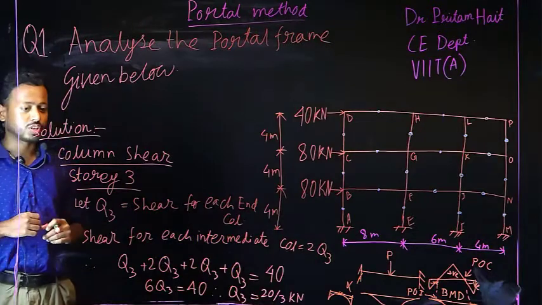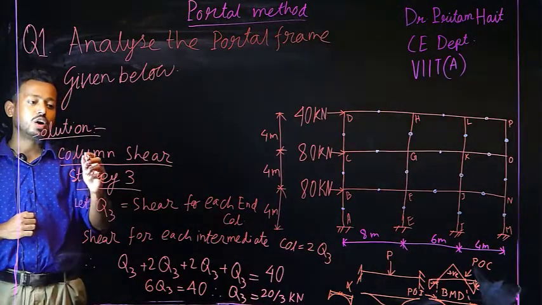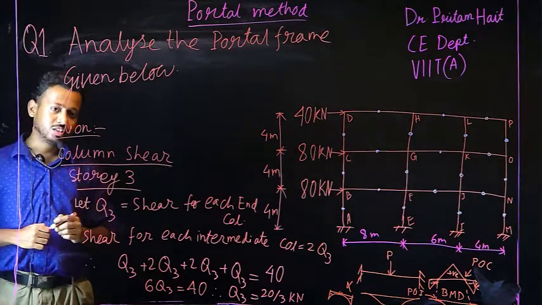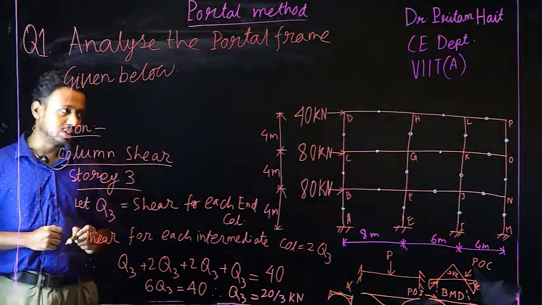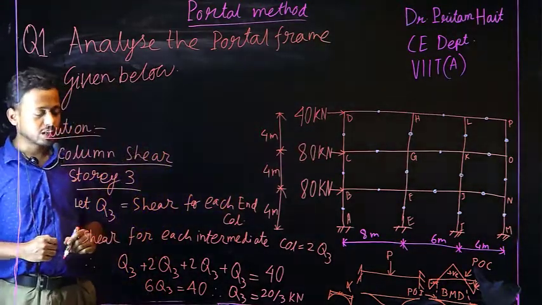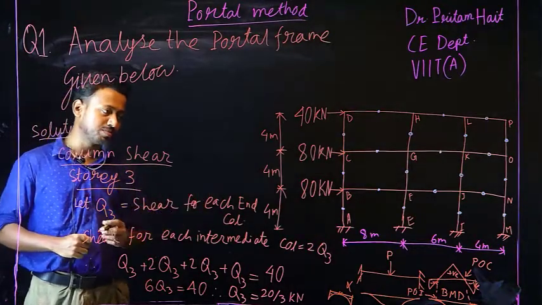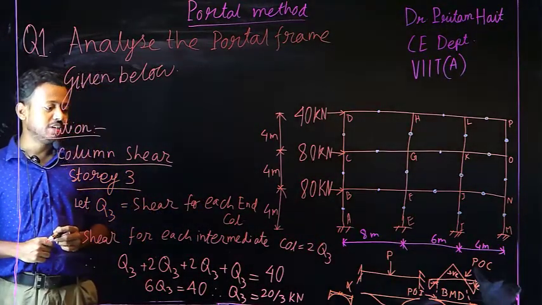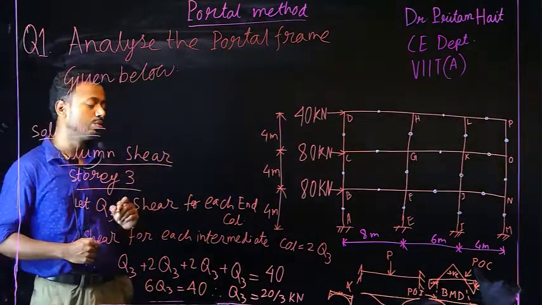It lets us know the different forces and reactive components occurring in the frame. So come to the solution. Here first we will estimate the column shear. First I will calculate the column shear for story 3, that means the third floor. Let us assume that Q3 is the shear for each end column, and for the intermediate column the shear is 2Q3.